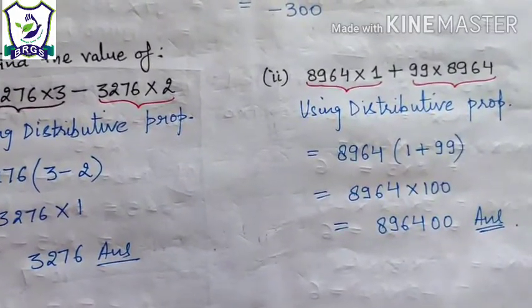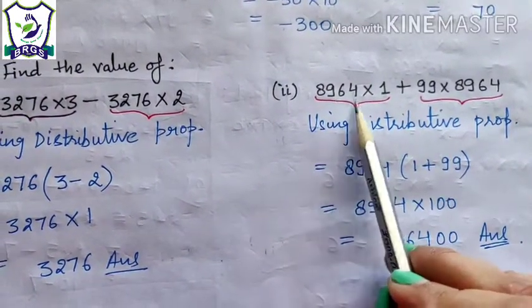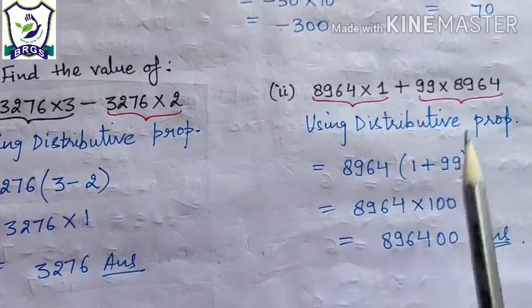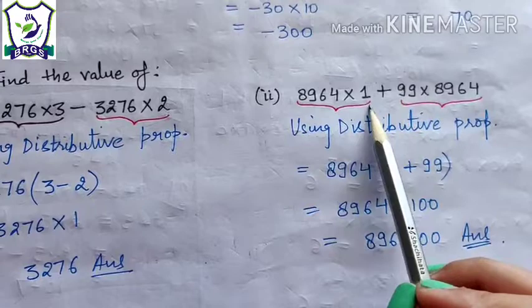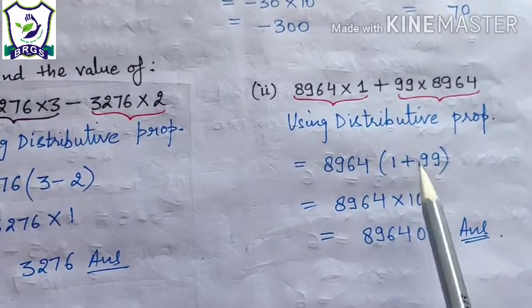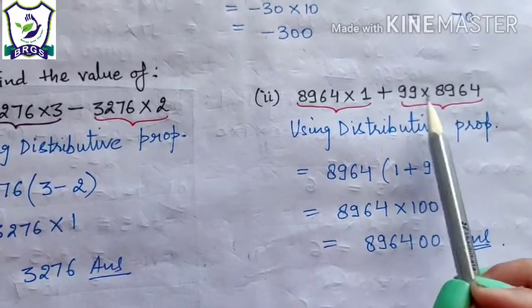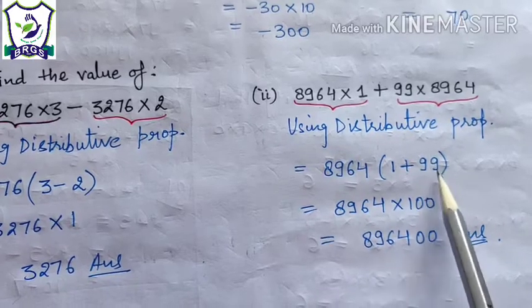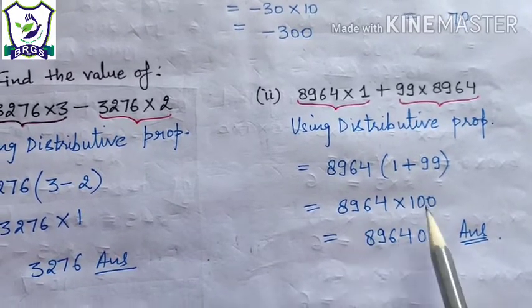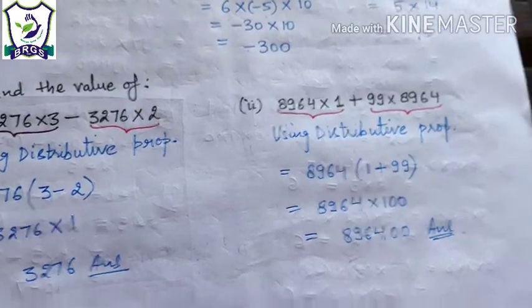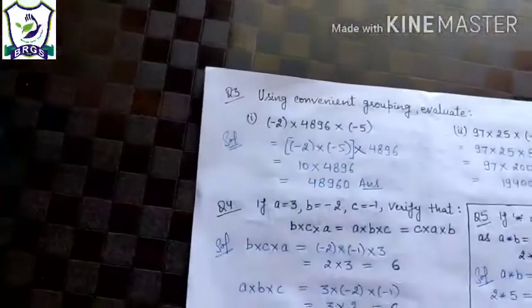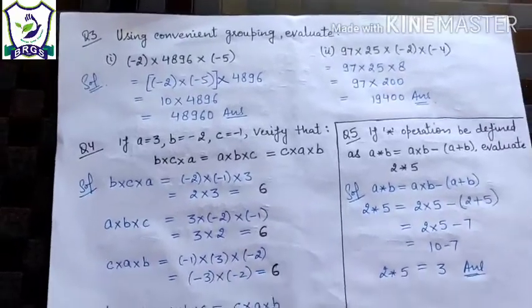This is the expression. Now in both the terms 8964 is common. So using distributive property, 8964 I have taken common. So what will be left behind? 1 is left in this term. Then in between there is a plus sign. What is left here? 99. 1 plus 99 is 100, and this multiplied by 100 is this much. So this is your answer. Clear? Now let us come to the next question.